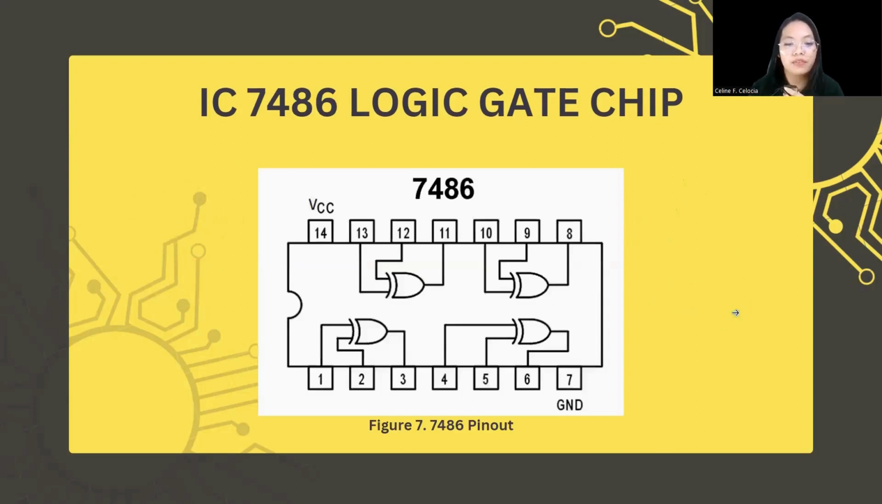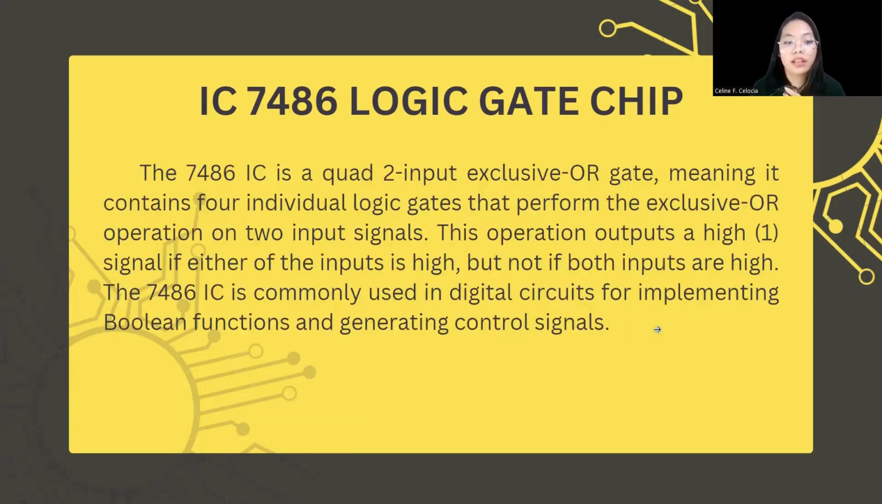Figure 7, 7486 pinout, or the IC 7486 logic gate chip. The 7486 IC is a quad 2-input exclusive OR gate, meaning it contains 4 individual logic gates that perform the exclusive OR operation on 2 input signals. This operation outputs a high signal if either of the inputs is high, but not if both inputs are high. The 7486 IC is commonly used in digital circuits for implementing Boolean functions and generating control signals.